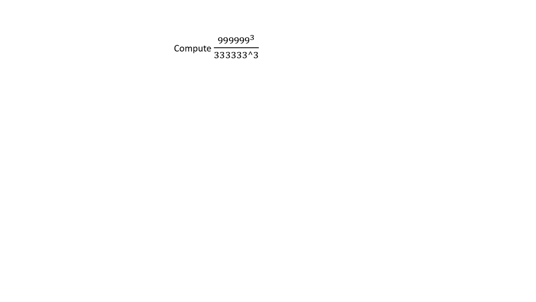And in the Harvard-MIT Mathematics Tournament. So let's get started. We're asked to compute a large number cubed divided by this number cubed. Right, and let's find out what number this is.